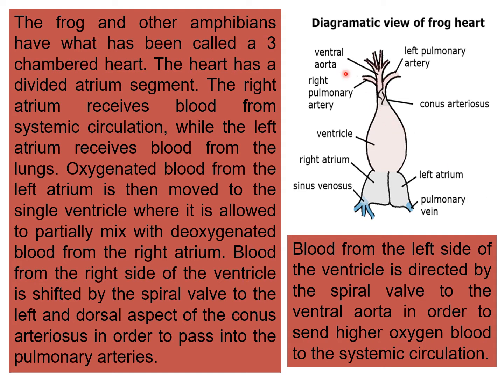In this picture, see the diagrammatic view of the frog heart. This is the ventricle, right atrium, left atrium, pulmonary vein, sinus venosus, conus arteriosus, right pulmonary artery, left pulmonary artery. This is the ventral aorta.